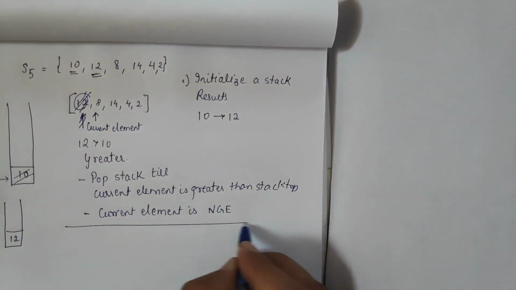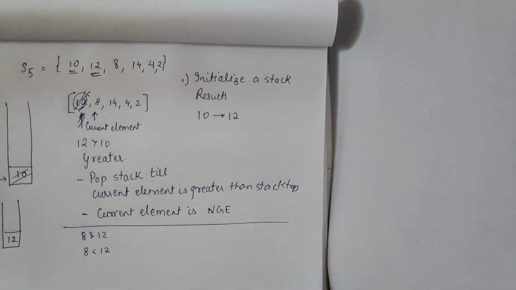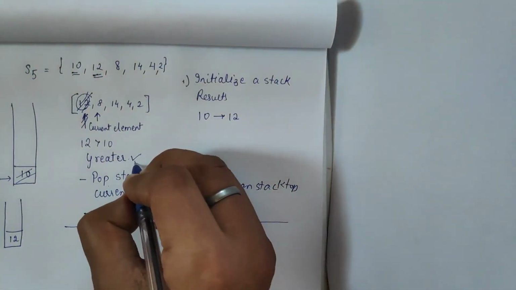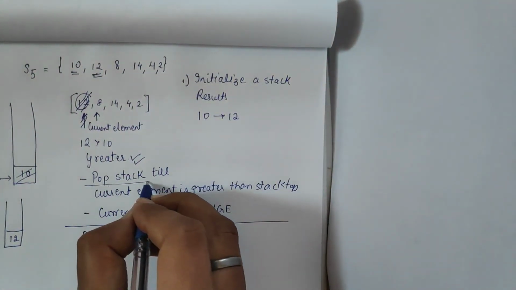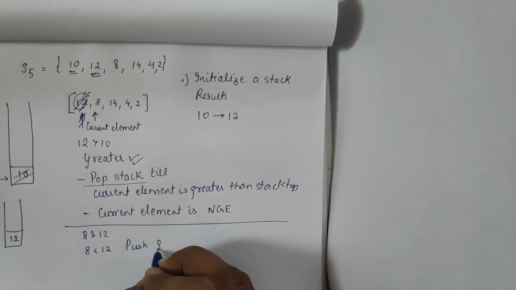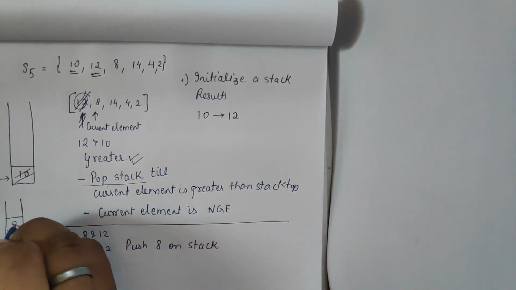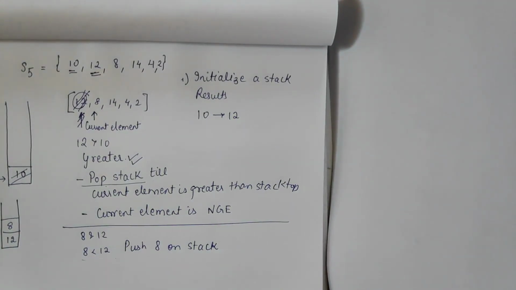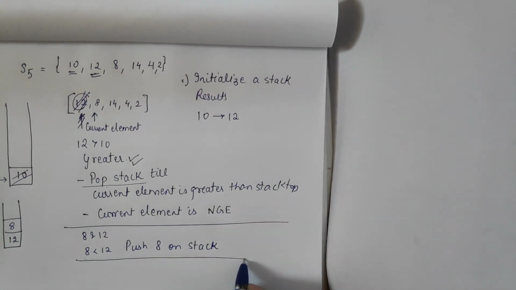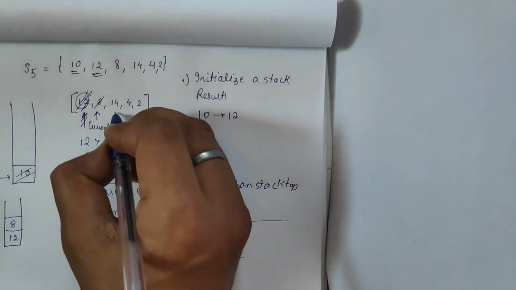Now we compare 8 and 12. 8 is less than 12, so of course it's not the next greater element. Since it is less, see, in our previous case, when it was greater, we popped from the stack. Now since 8 is less than 12, we will push 8 on the stack. In case of lesser, it is push. In case of greater, it is pop. Now we push onto the stack.